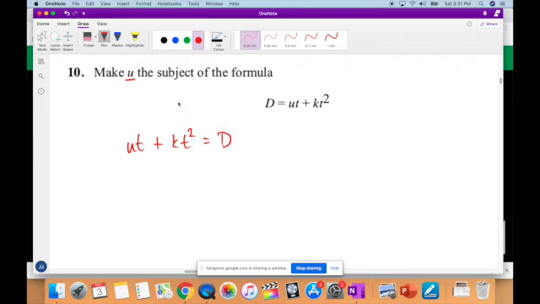So what I could do is I could take this kt squared and get rid of it. How do I get rid of plus kt squared? Same business, just minus kt squared. So minusing kt squared means these two will cancel. I'll now have ut is equal to D minus kt squared on this side, because I have to do it on both sides of the equation.